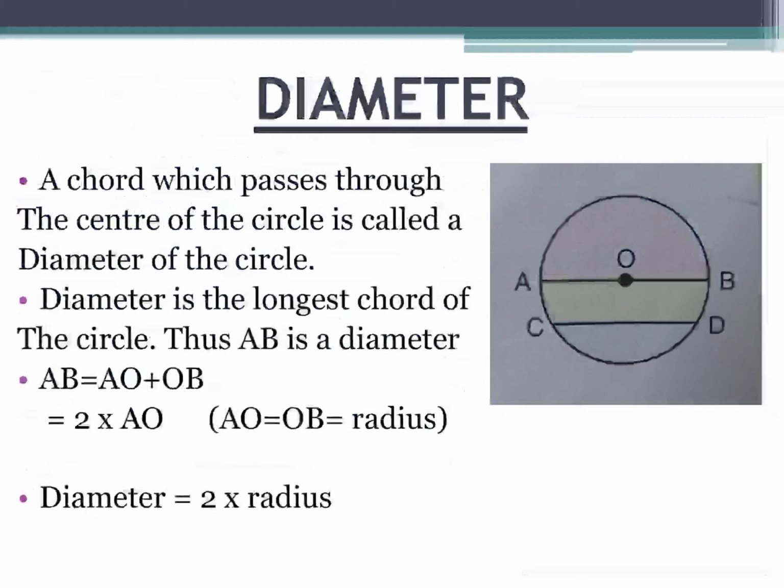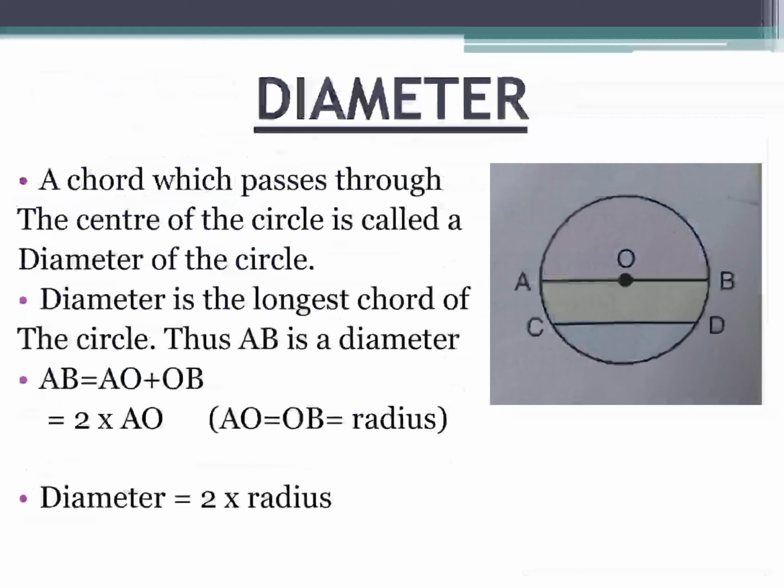Now, this is a diameter. A chord which passes through the center of the circle is called a diameter of the circle. Diameter is both a chord and it also passes through the center. That's why it's called a diameter. Diameter is the longest chord of the circle. And AB is a diameter.